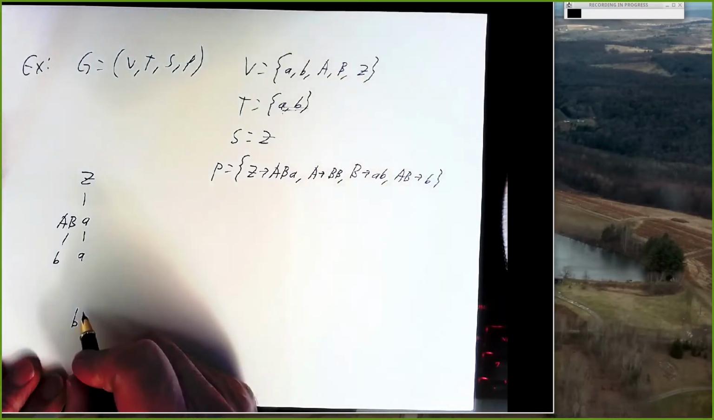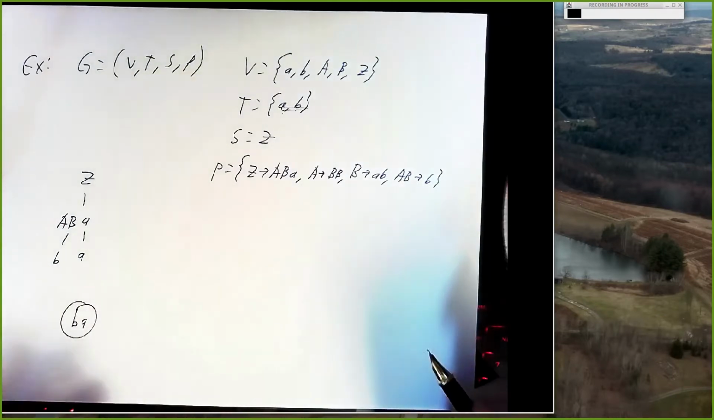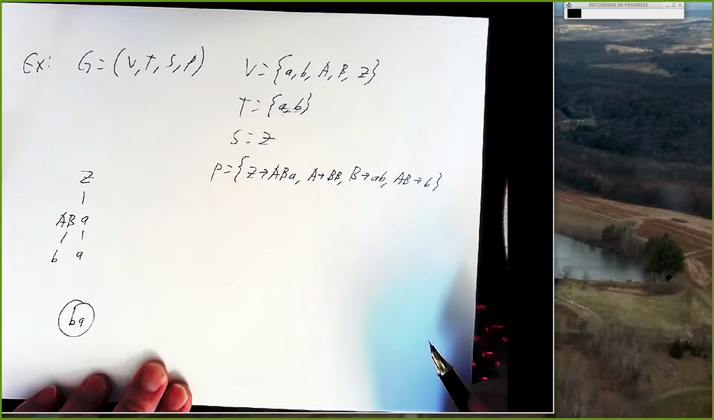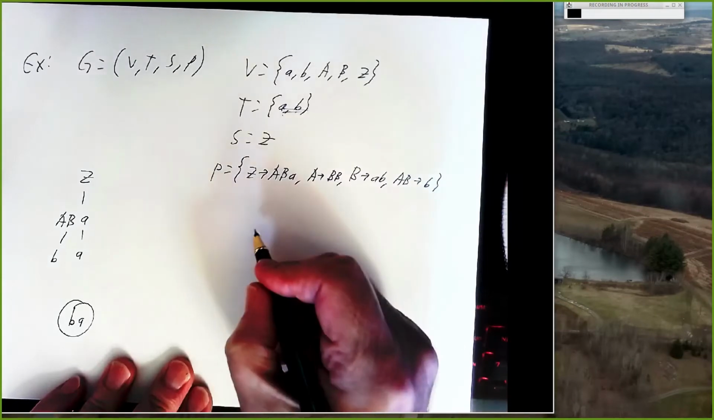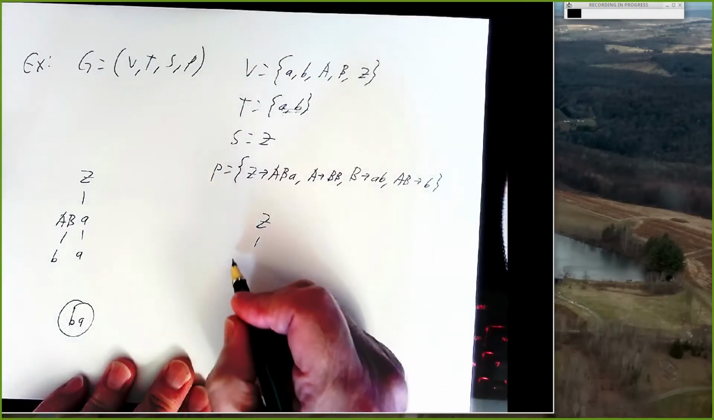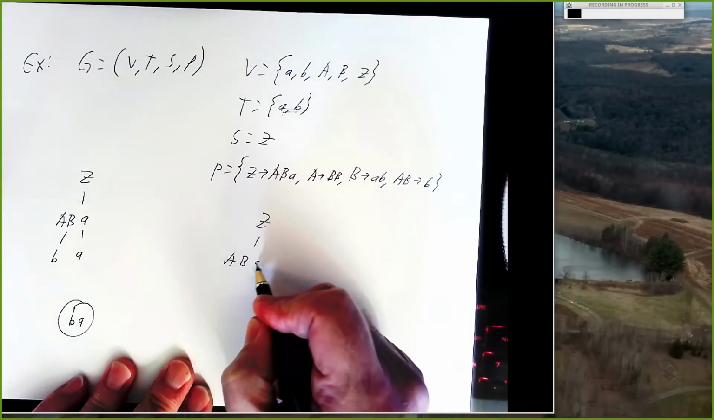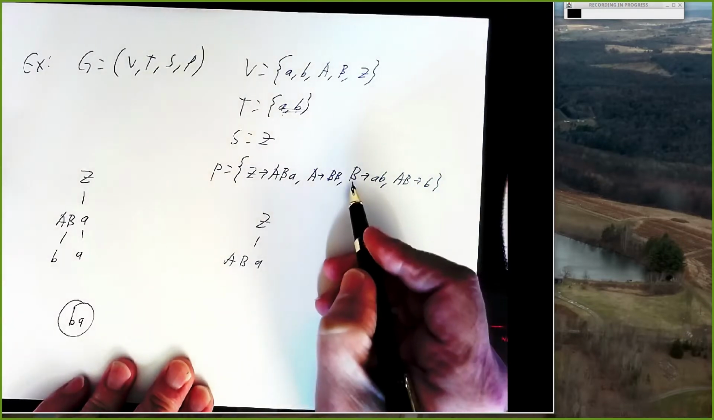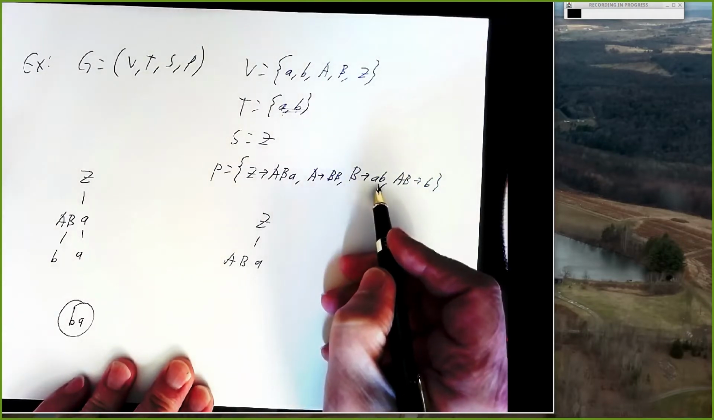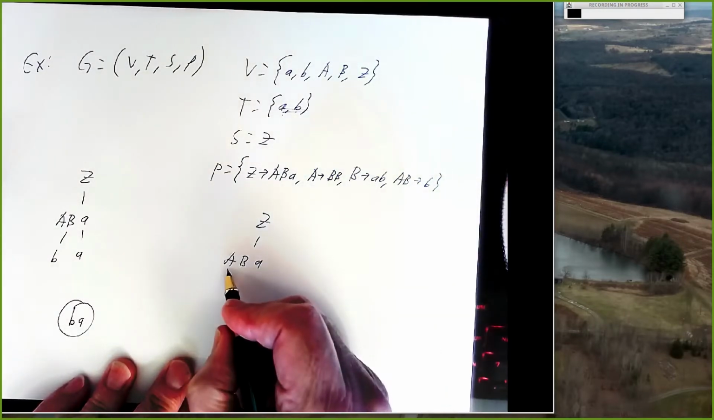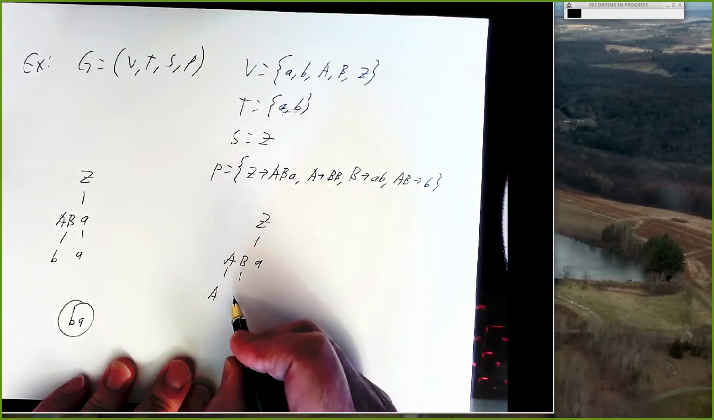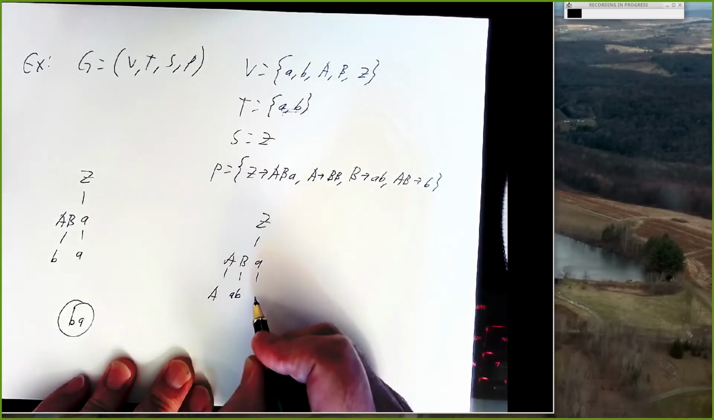So I found one word in my language so far, little b, little a. I could also start from my start symbol, and this becomes an A, B, A. And I know that an uppercase B can be changed into a little b, so this can be an A, this can be a little a, b, and this can be an a.